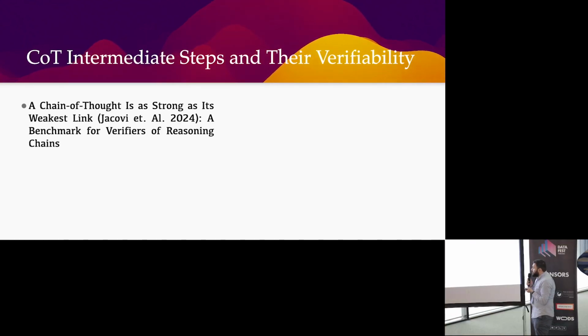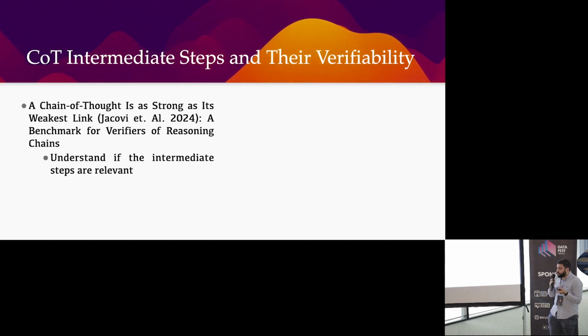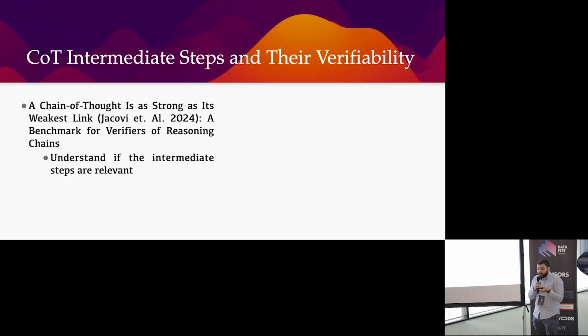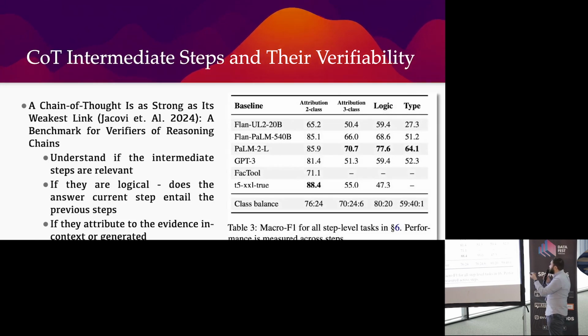There has been a recent paper by Jacovi et al. in 2024, "Chain of thought is as strong as its weakest link," where they create a data set for chain of thought where they try to verify intermediate steps. This is a one-of-a-kind data set that just recently came out, with the idea being, we try to understand, was the intermediate reason given correct? Was it factual? Was it logical? Was it relevant to the context? And they annotated a bunch of data, and it turns out that most of the models in two-class attribution, in logic attribution, and three-class attribution fall off quite drastically. You can see that the models here are a bit older.